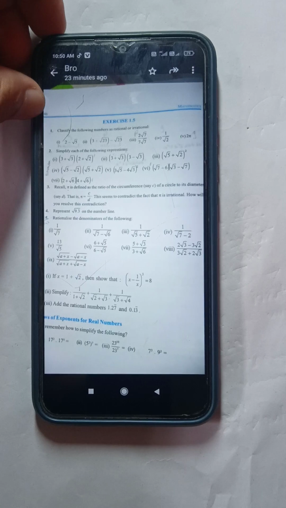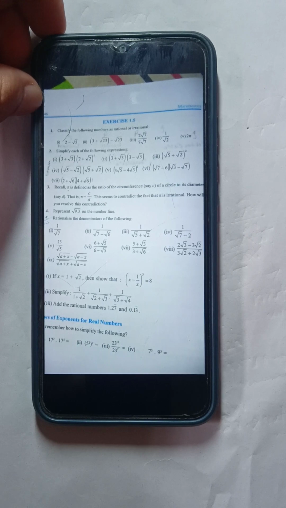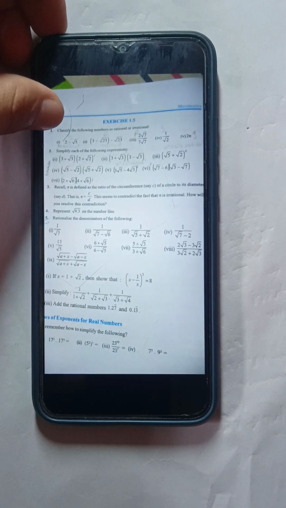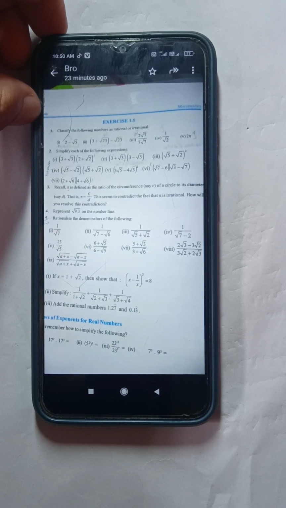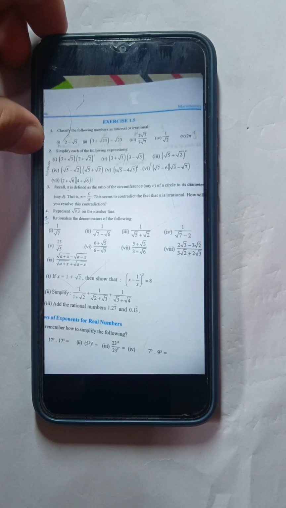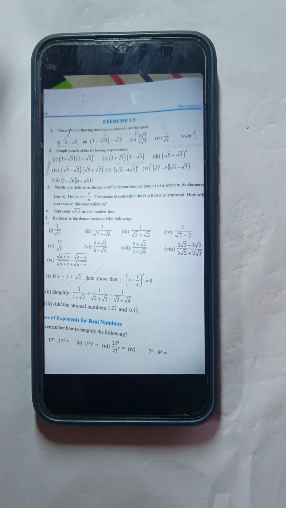Rationalizing the denominator means that the number in the denominator, which is an irrational number, we have to convert into the form of a rational number. The process of converting an irrational number in the denominator into a rational number is called rationalizing the denominator. If that is clear, then I will proceed to the main problem, that is Roman number 1, 1 by root 7.